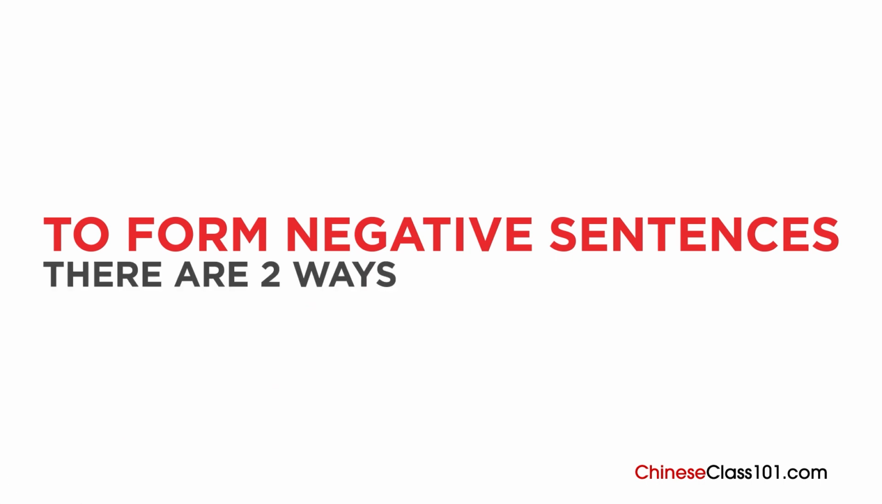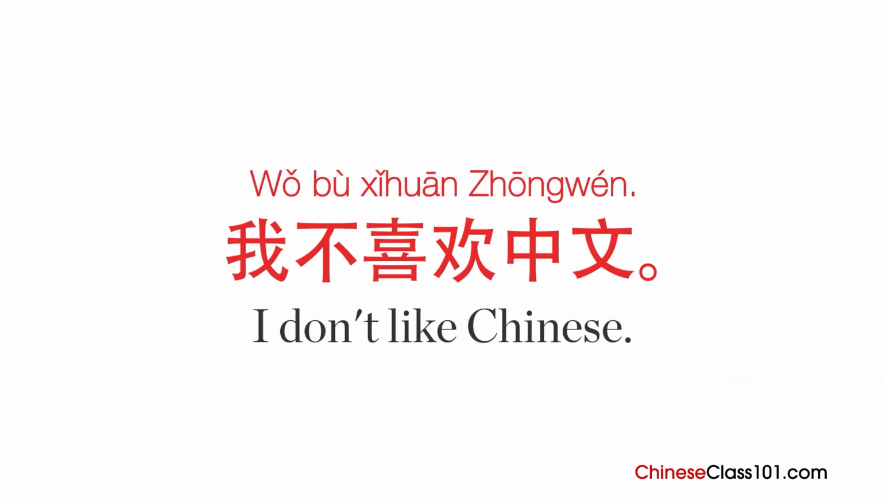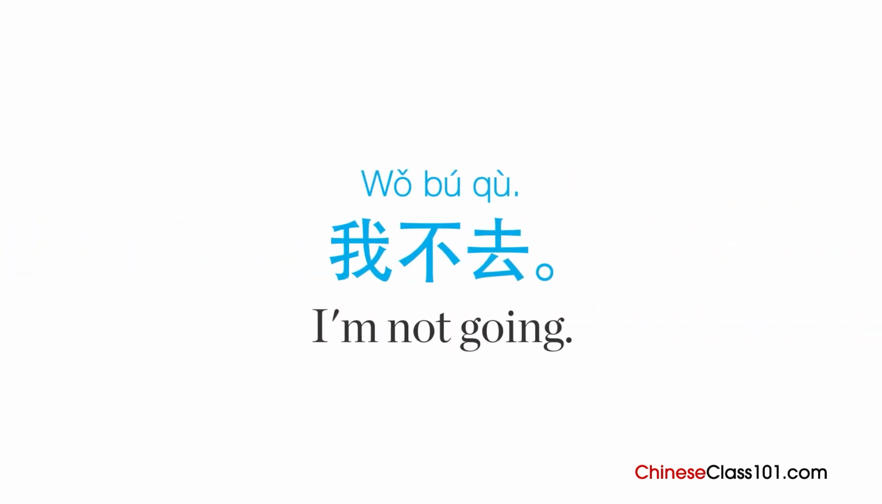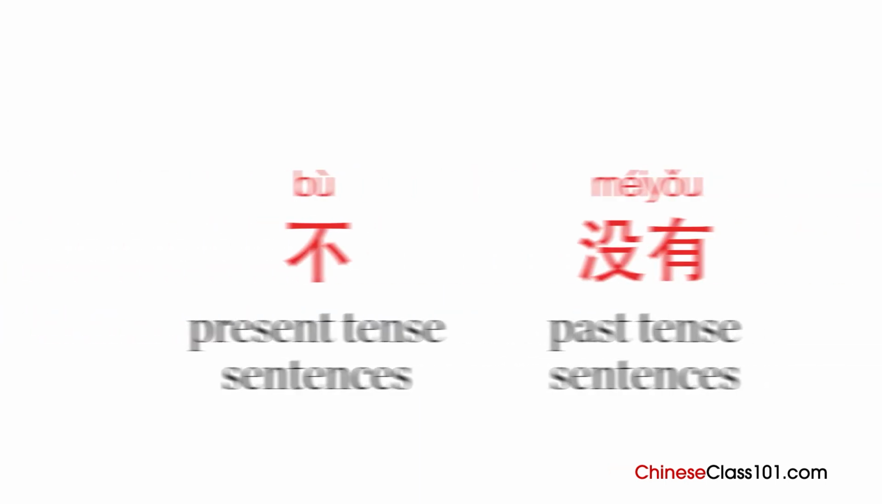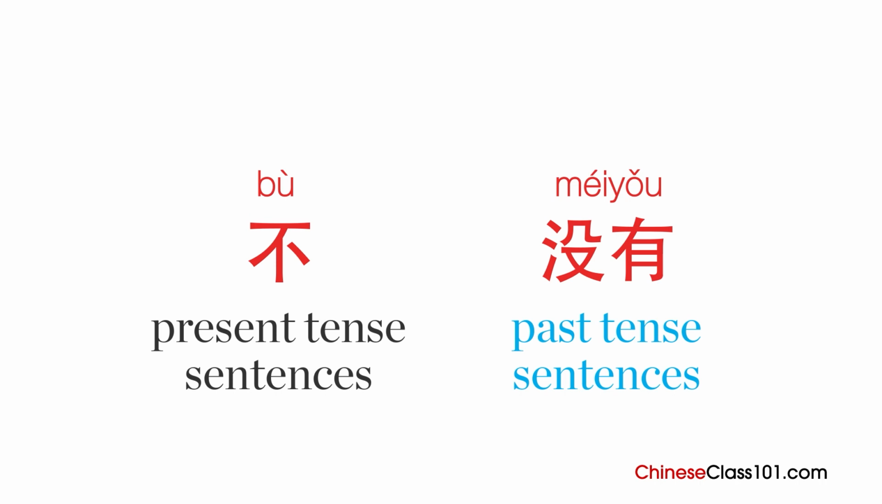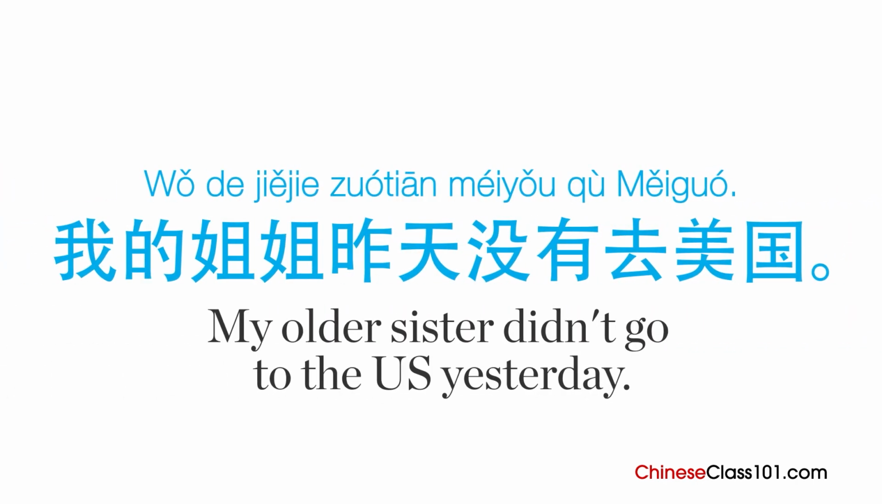To form negative sentences, there are two ways for two circumstances. You can use 不 or 没有. We use 不 in present tense sentences, or when you don't want to do something. 我不喜欢中文。I don't like Chinese. 我不去。I'm not going. 我不吃。I don't want to eat. We use 没有 in past tense, meaning didn't or haven't done something. 我没有吃苹果。I didn't eat the apple. 我的姐姐昨天没有去美国。My older sister didn't go to the US yesterday.